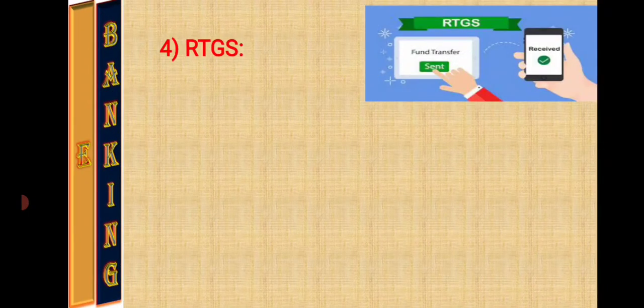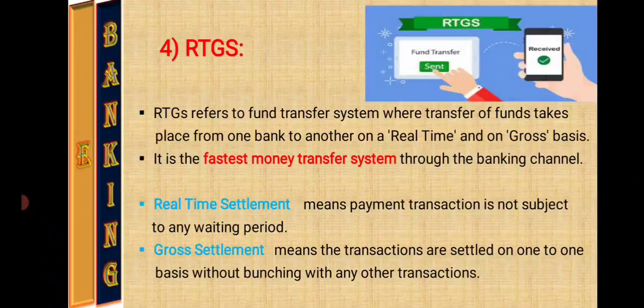The next one is RTGS. What is RTGS? Let's see. RTGS refers to the fund transfer system where transfer of funds takes place from one bank to another on a real time and on gross basis. Okay, on real time and on gross basis.